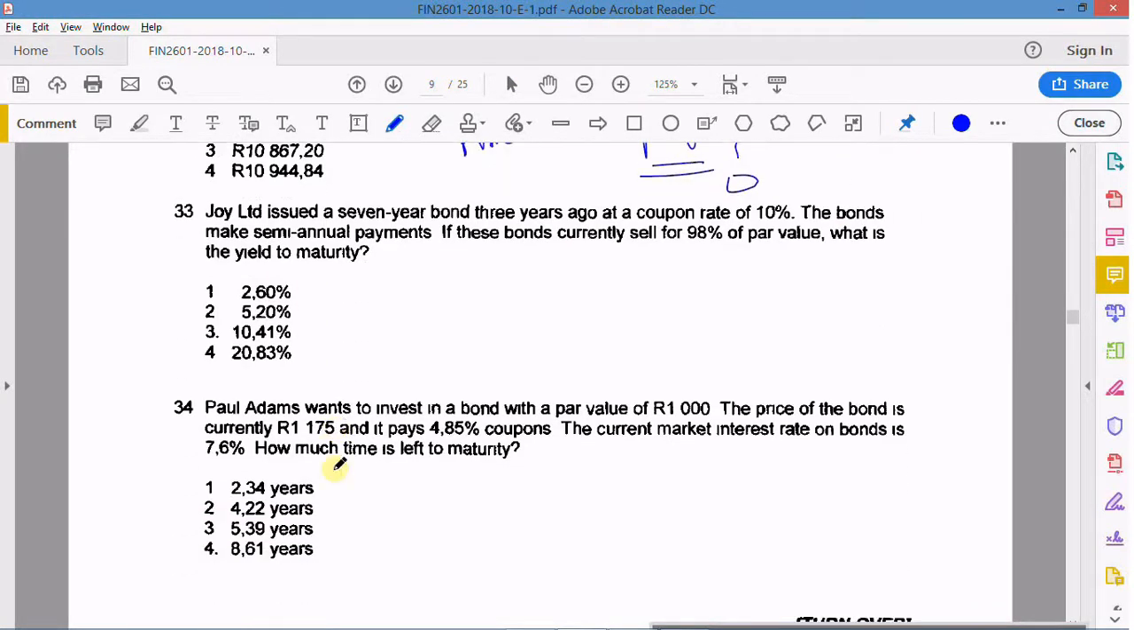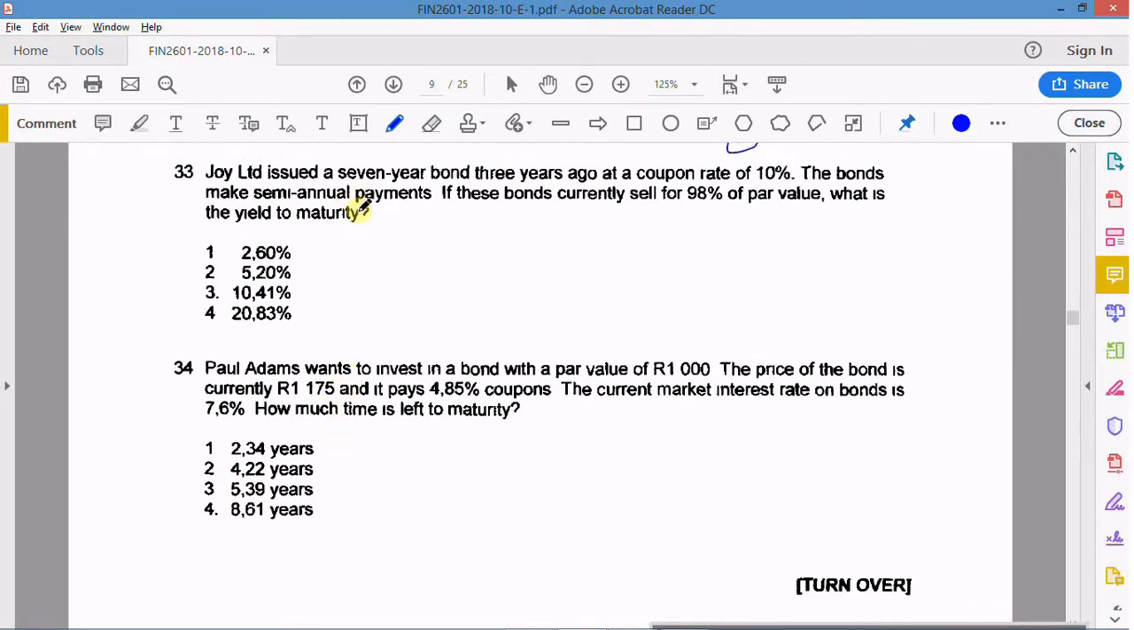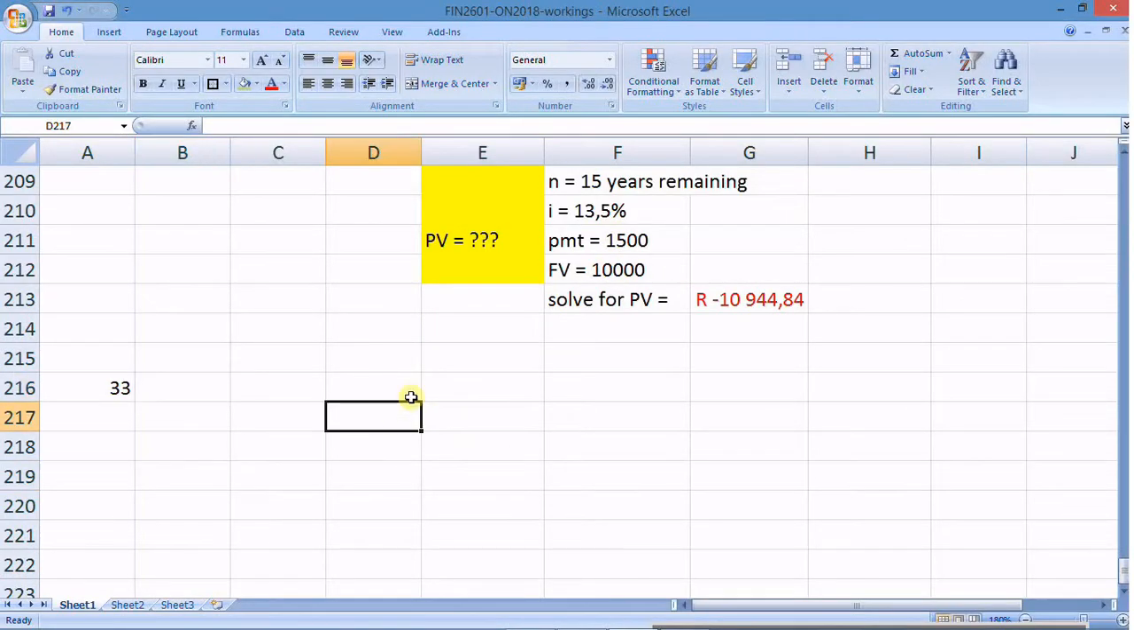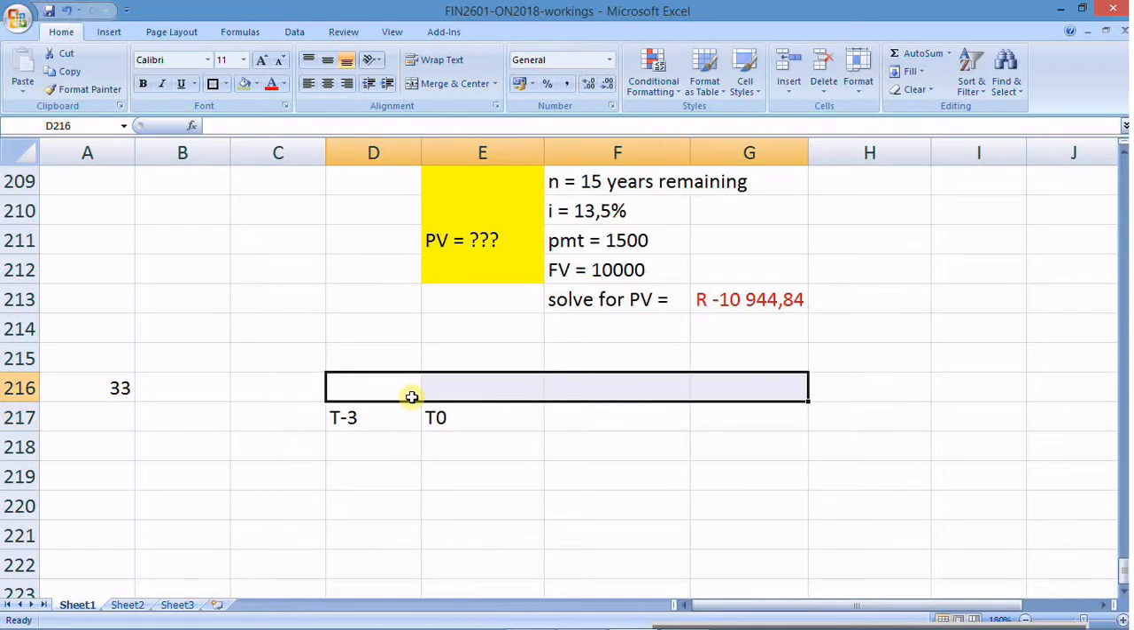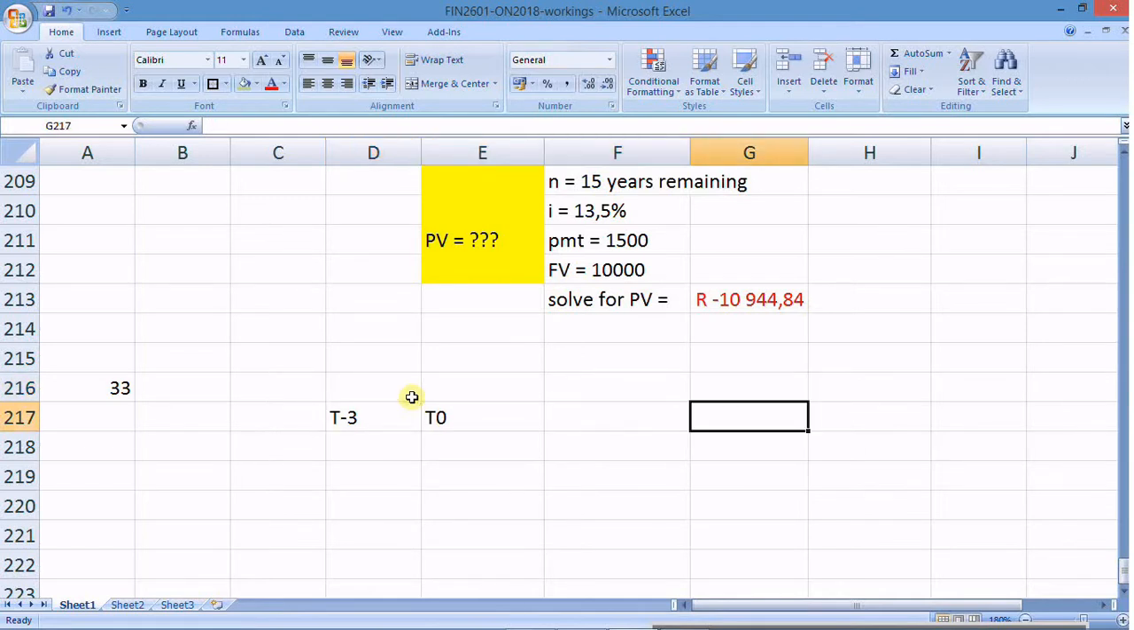Okay. Jay issued a 7-year bond 3 years ago. So she issued a 7-year bond 3 years ago, T-3, T0, and it was a 7-year bond, so it would be T4. Okay, 7-year bond.